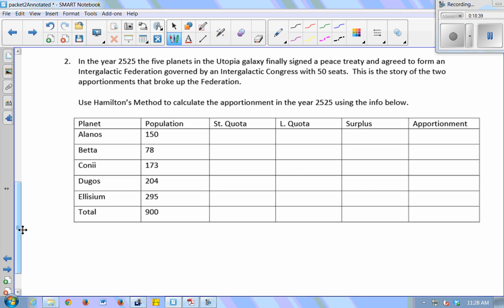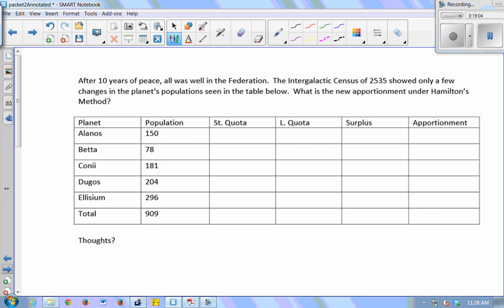The year 2525. The 5 planets in the Utopia galaxy finally signed a peace treaty and agreed to form an intergalactic federation governed by an intergalactic Congress that has 50 seats in it. And this is a story of the 2 apportionments that broke up the federation, right? So first, use Hamilton's method to do the apportionment for 2525. And then go on to the next one.